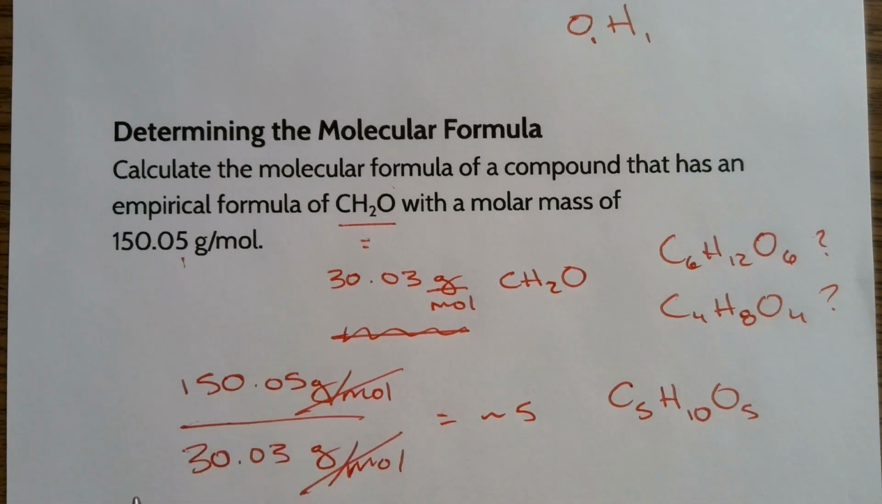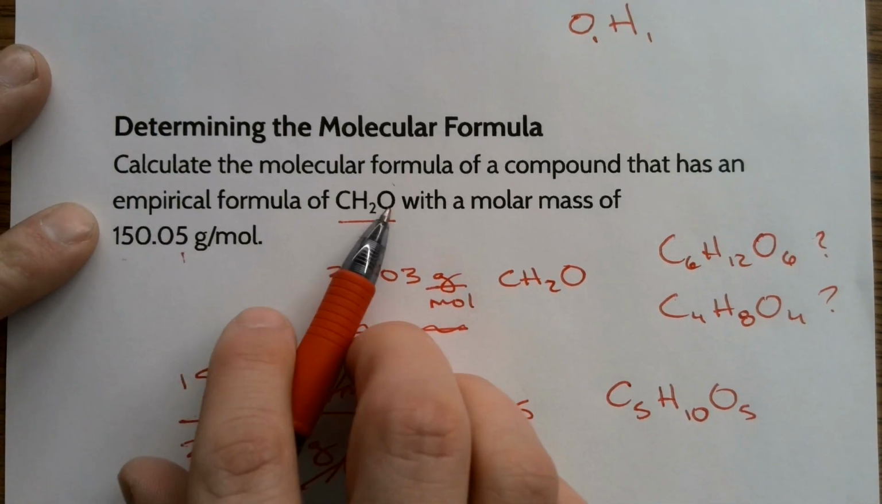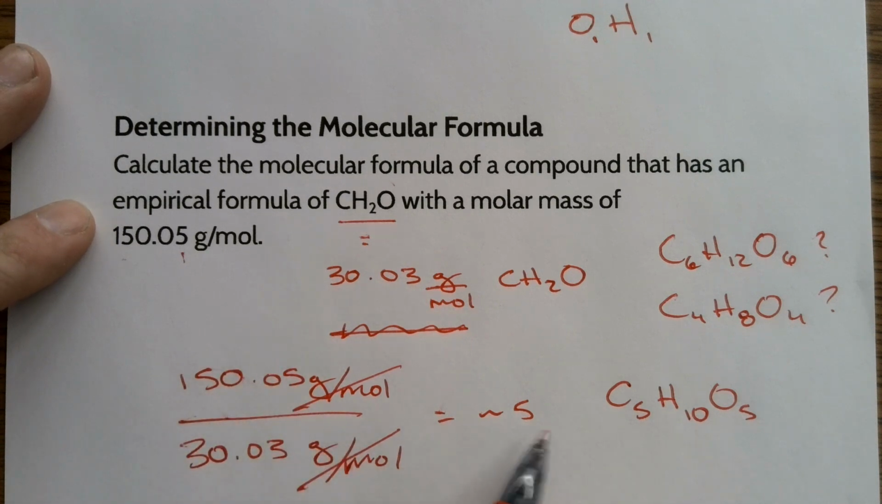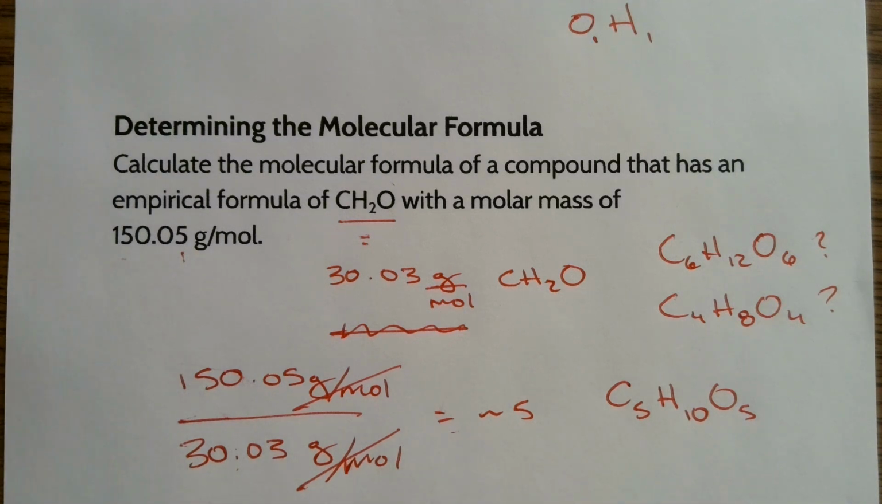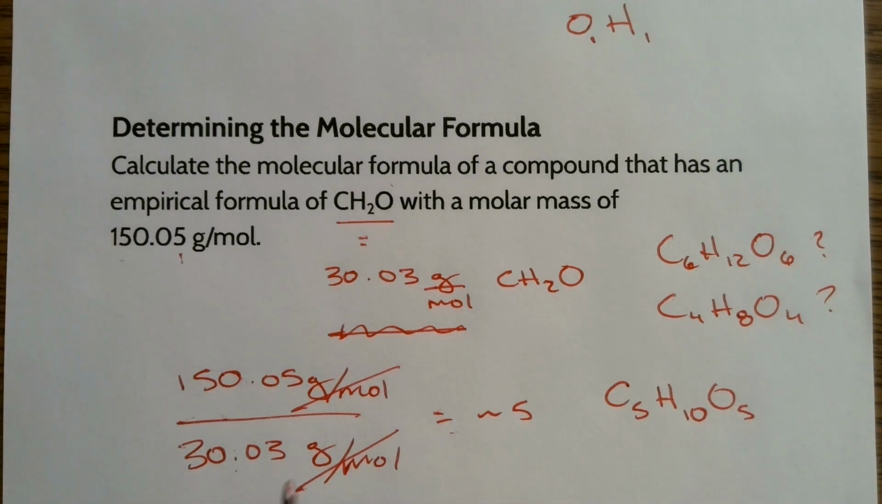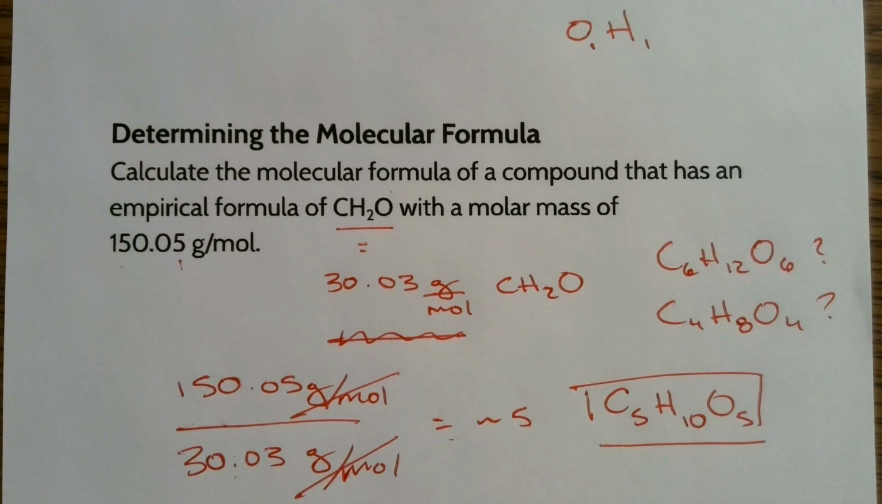So all we've got to do is just divide it. It's pretty easy, actually. You just take the given known value and divide it by the molar mass of this, and then you just multiply that formula by the number that you find. So if it's 150 divided by 30, that's 5 times that. Okay? All right, so you have to calculate the empirical formula before you can calculate the molecular formula. So the correct answer is C5H10O5.